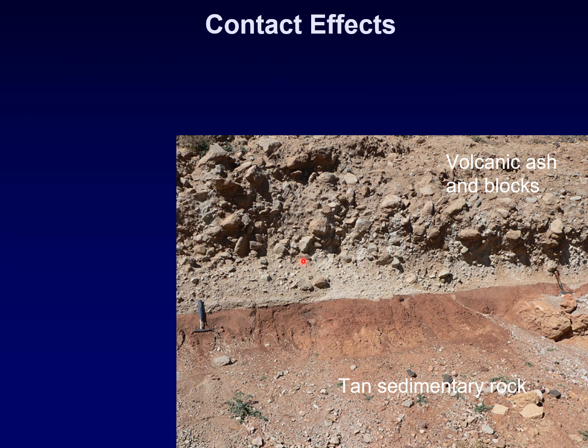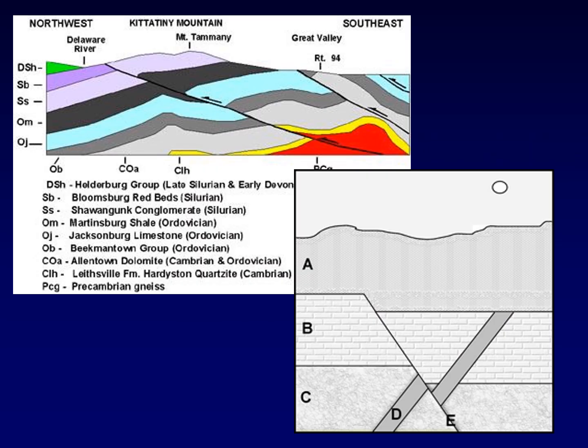And so contact effects here, we have this tan sedimentary rock. Then we've got volcanic ash and blocks, and you can see that there's this kind of layer here that's possibly affected by the ash, the volcanic ash, as it was heated up.